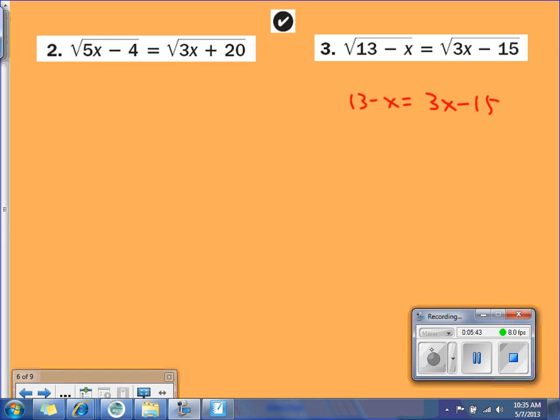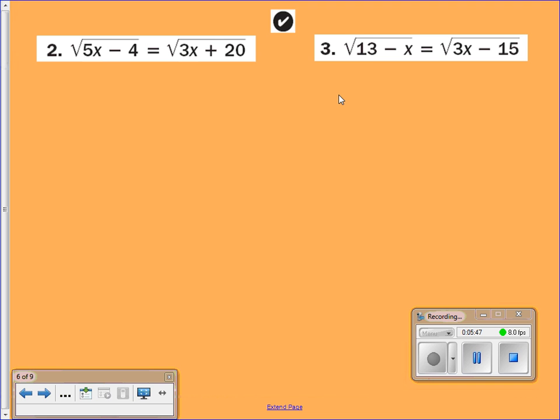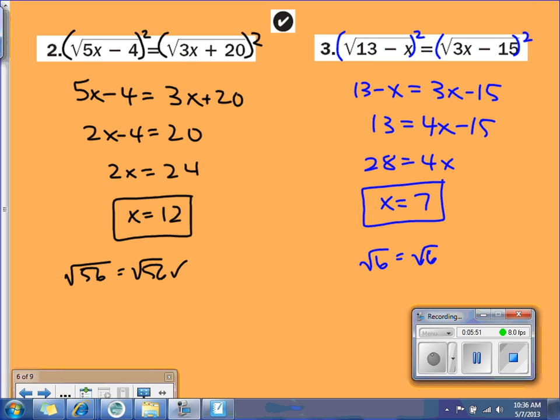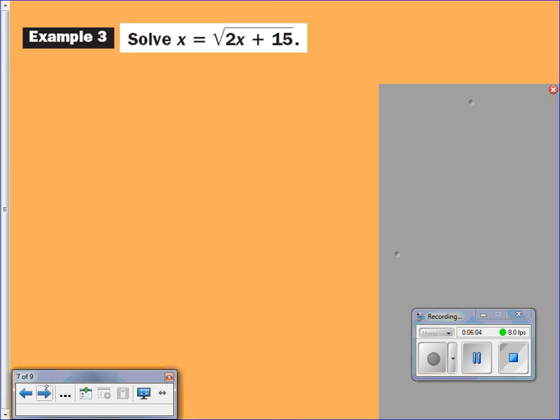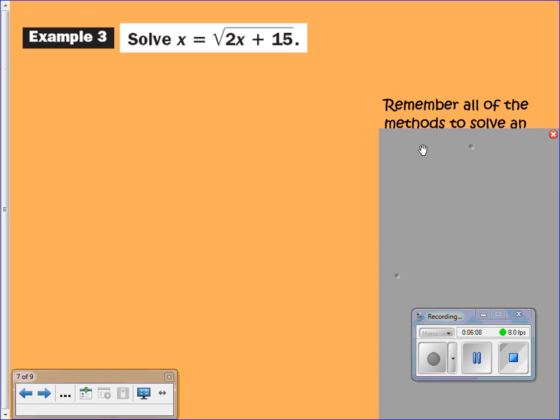Okay, why don't you pause the video here and see if you can solve these equations and check your answer. All right, did you get the answer of 12 and 7? And if you plug them back in, you have the square root of 56 on both sides. And if you plug it in over here, you got the square root of 6 on both sides. Nicely done, folks.